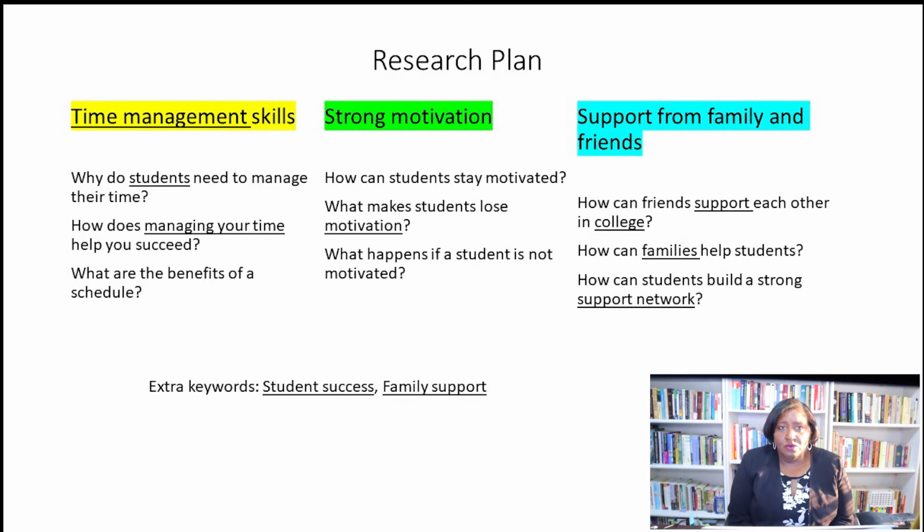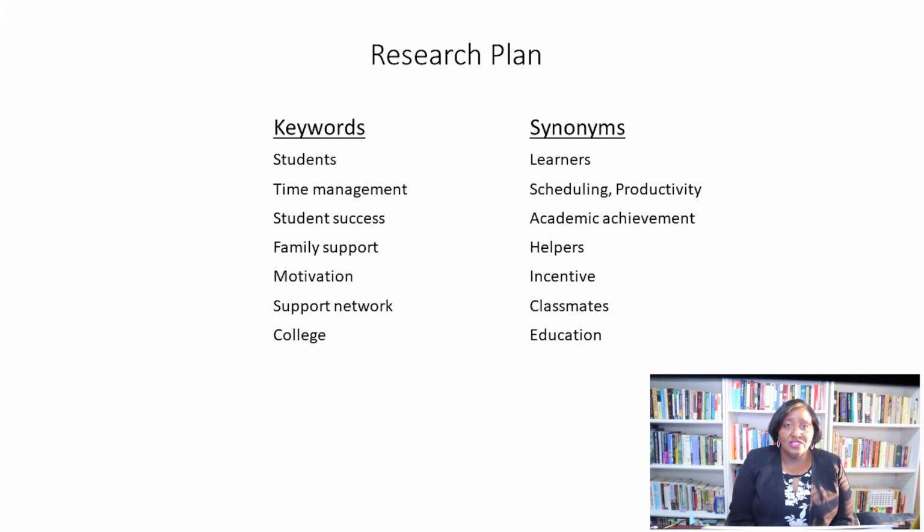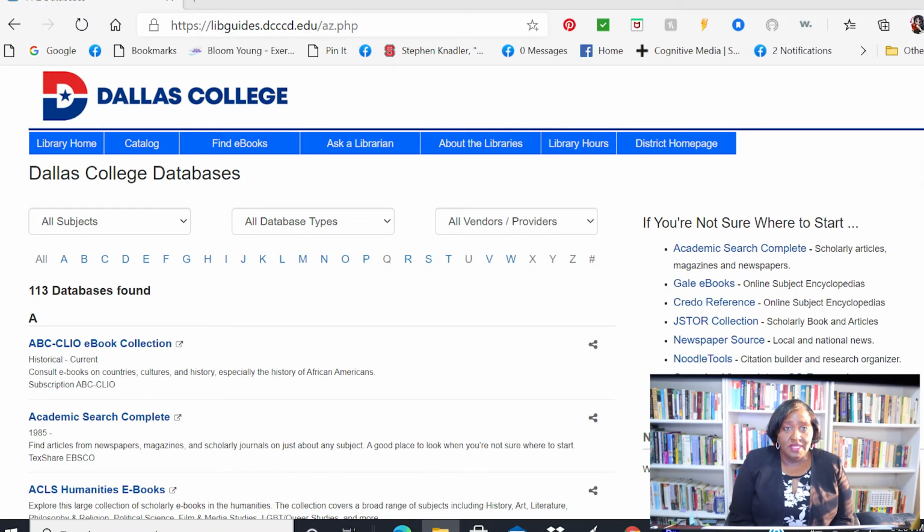Now, just in case you don't find what you're looking for with your first set of keywords, it's always good to generate a backup set. So what are some different ways of searching for this topic? Let's start with synonyms and related phrases. Learners, education, academic achievement, incentive, helpers, classmates, scheduling, productivity. Use Google or a thesaurus to help you come up with good related terms. Now you're ready to search the library databases for the articles you need. Come up with at least 5 good sources that you might use to prove your points in your essay. Make sure you have some good backing for each major element you discuss.